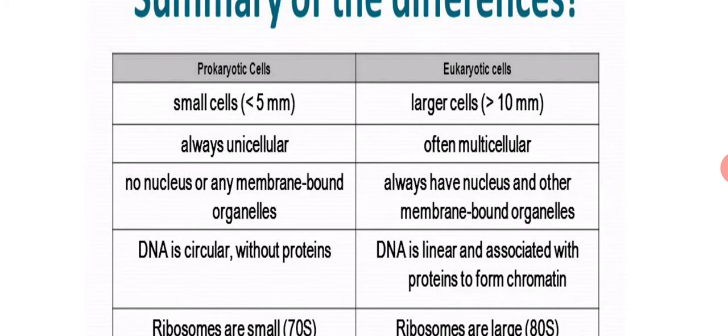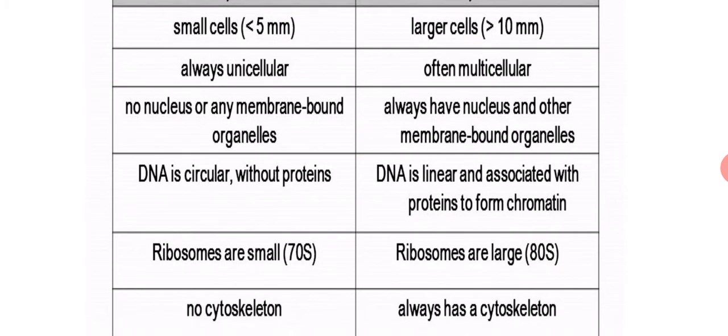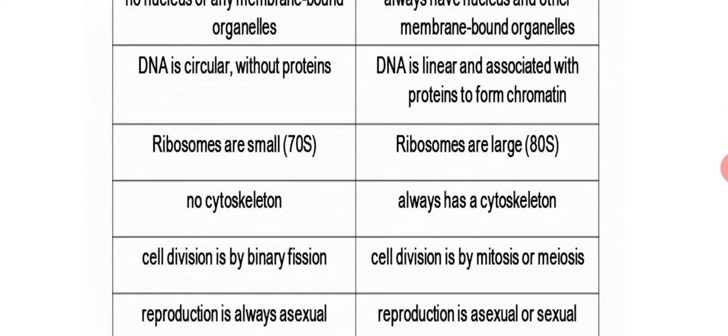DNA is circular and found without histone protein in the prokaryotes, while DNA is linear and associated with proteins in the form of chromatin in eukaryotes. Ribosomes are found only of the 70S type in prokaryotes, while in eukaryotes ribosomes are the larger 80S type. There is no cytoskeleton present in the prokaryotes, while eukaryotes always have a cytoskeleton.